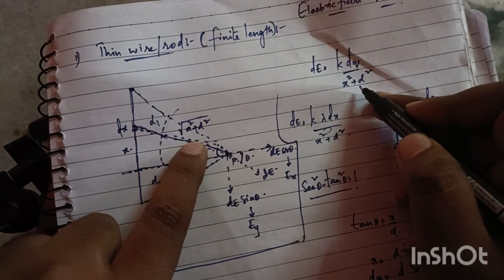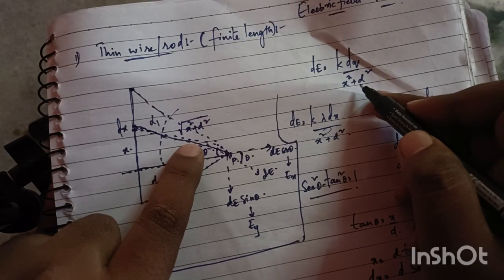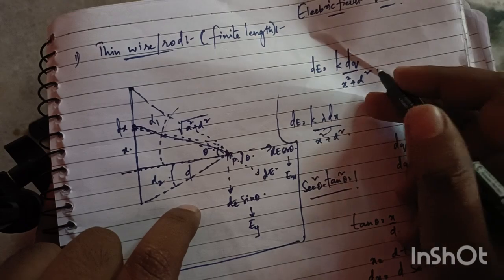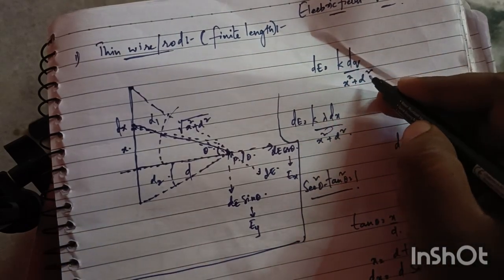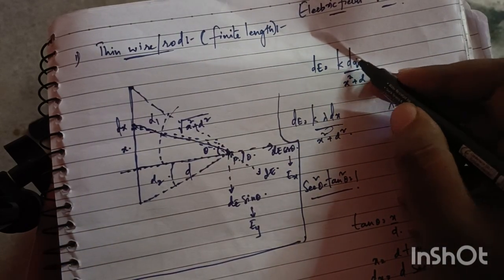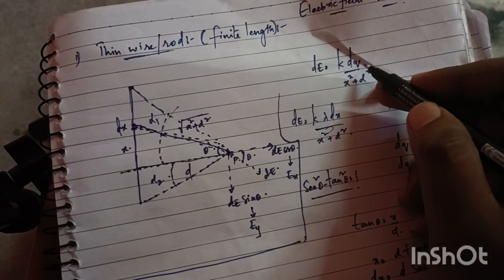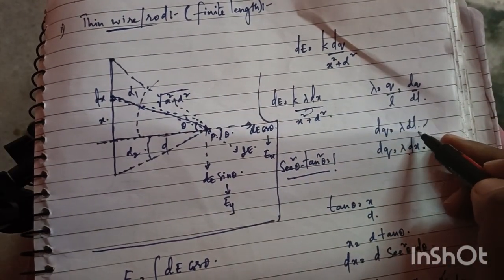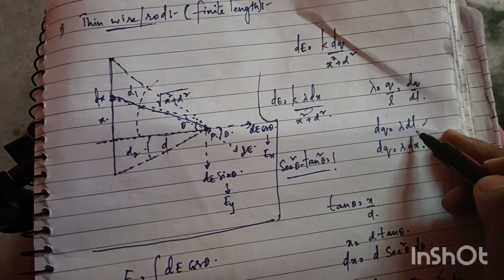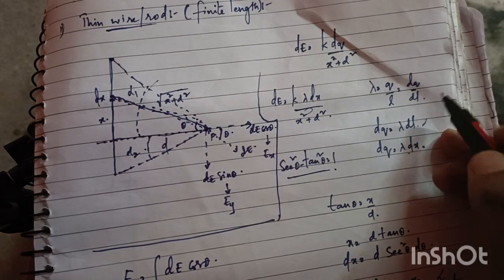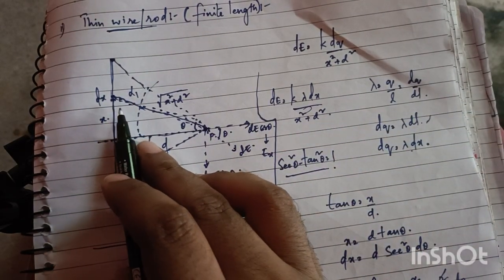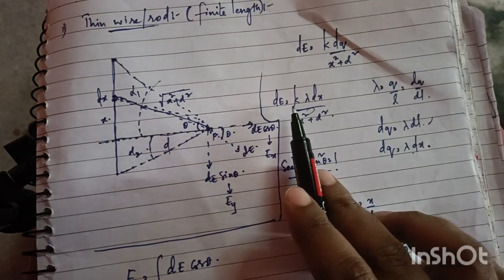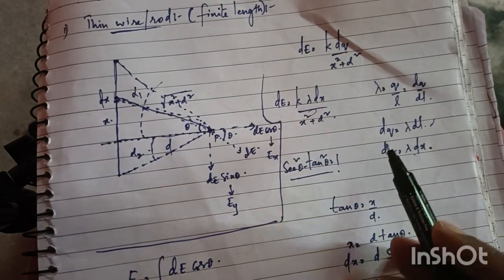The actual distance is root of x square plus d square, and if I square that, it is x square plus d square. So this is kq by r square. Here the charge dq is the small charge, so I can write dq as lambda dl, where dl is the length of the element we considered. Here the length of the element is dx, so that's why I've written lambda dx, and I've substituted that here.